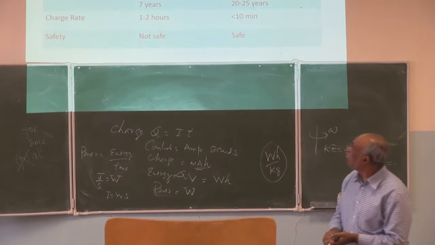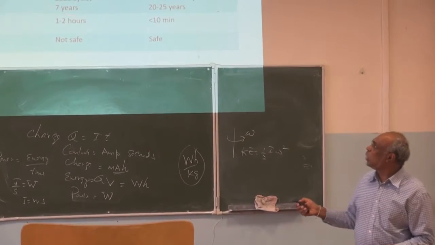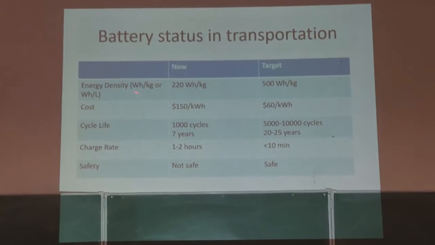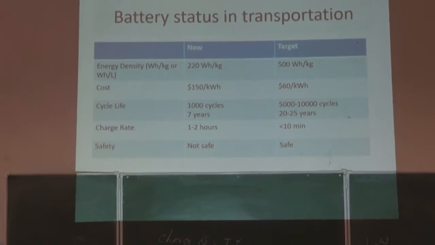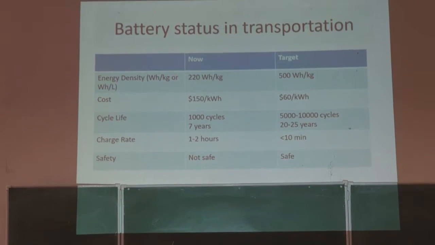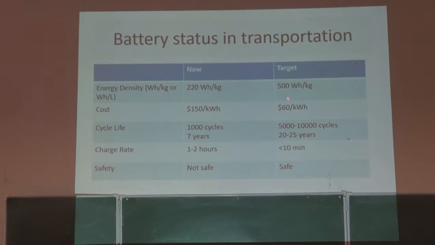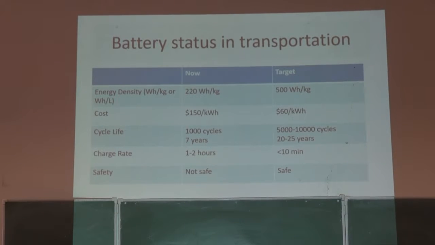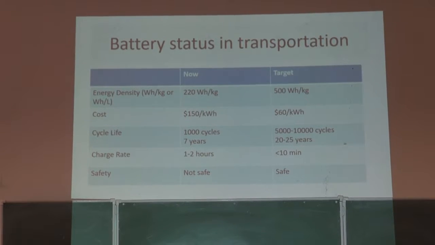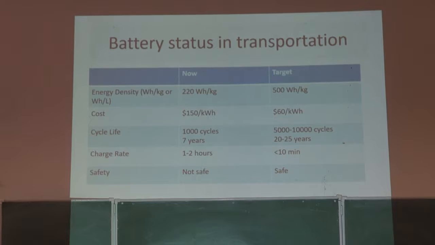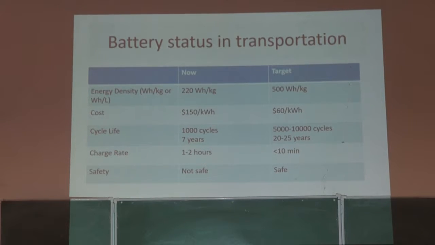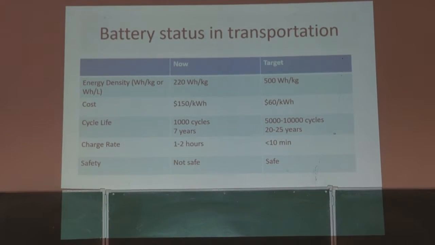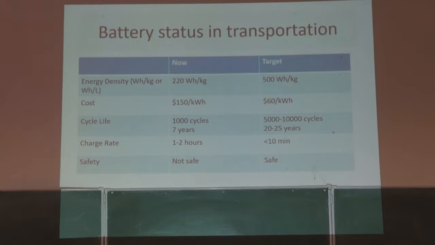Right now, this number is about 200 watt hour per kilogram. But what people want to have is 500. There's an initiative called the 500 watt hour per kilogram initiative. Maybe by 2025, they'd like to have batteries with 500 watt hour per kilogram.